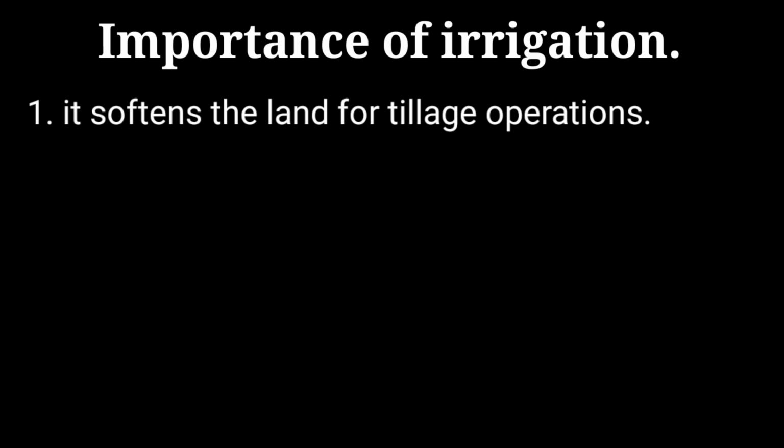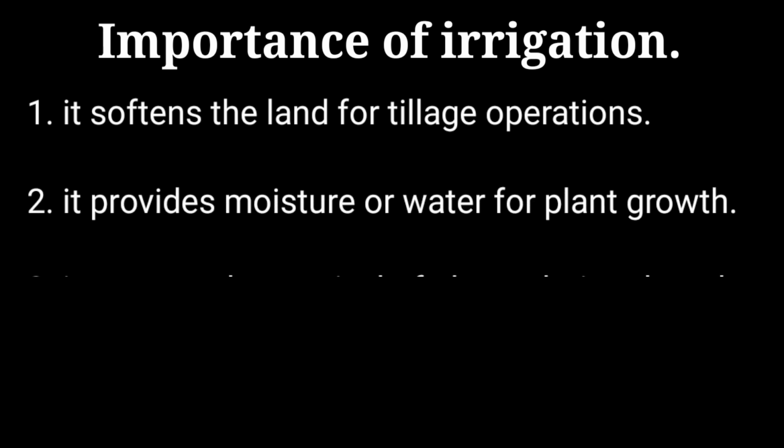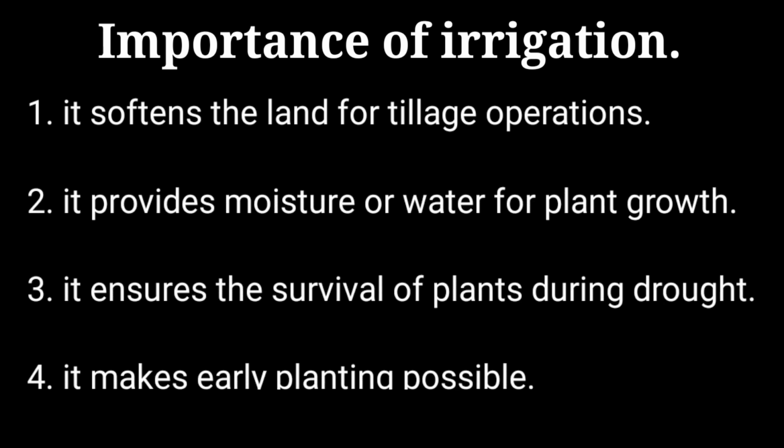Now let us look at importance of irrigation. Number one, it softens the land for tillage operations. Number two, it provides moisture or water for plant growth. Number three, it ensures survival of plants during drought season. Number four, it makes early planting possible.